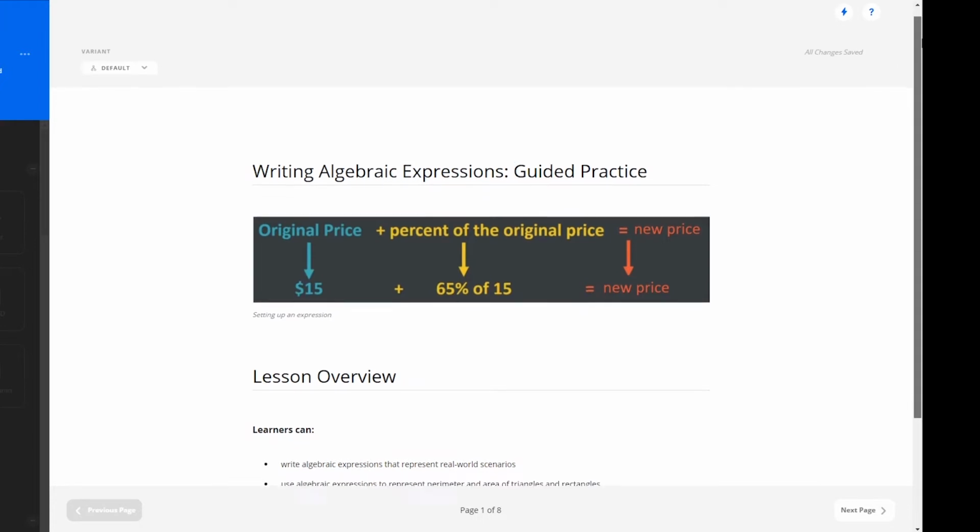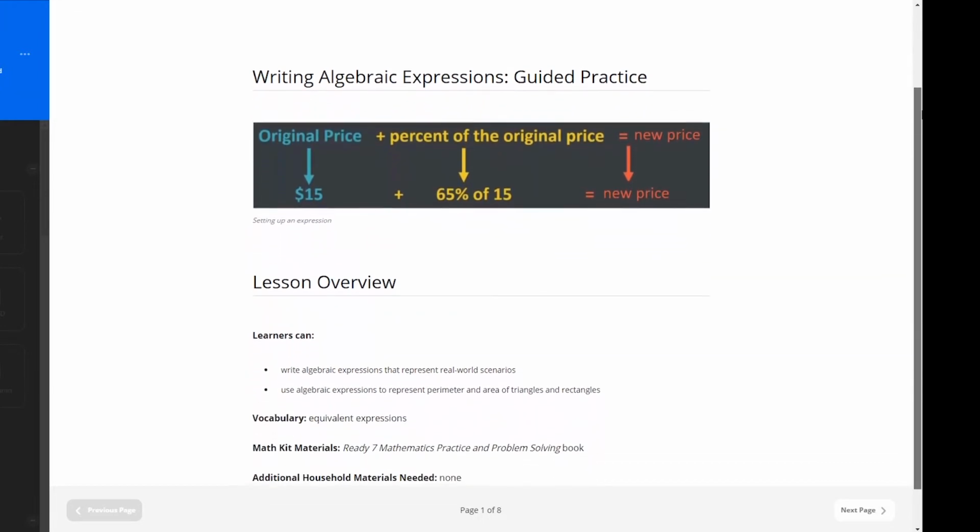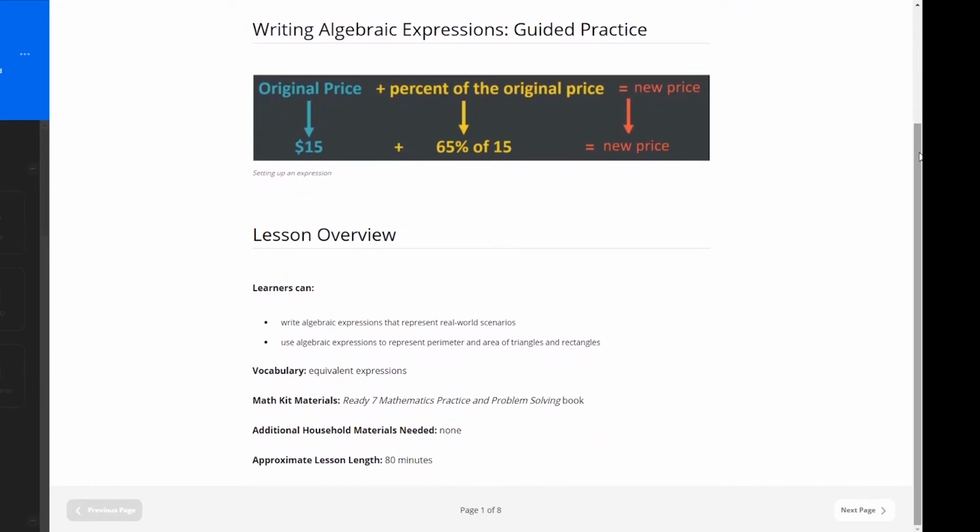CCA lessons always begin with a lesson overview. Here, the learners are presented with can-do statements. Through this lesson, they will be able to write algebraic expressions that represent real-world scenarios and use algebraic expressions to represent perimeter and area of triangles and rectangles. Vocabulary is presented here, such as equivalent expressions.